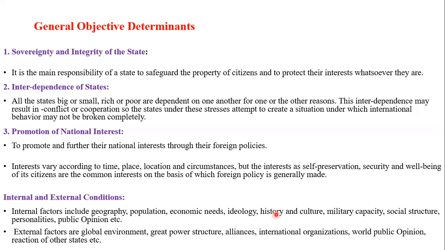Similarly, Hindu states, for example, Nepal is a Hindu state, and India is the big country, but they both have very strong relations just because of the ideology, religion, and history. Culture.